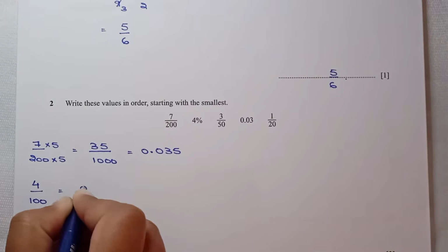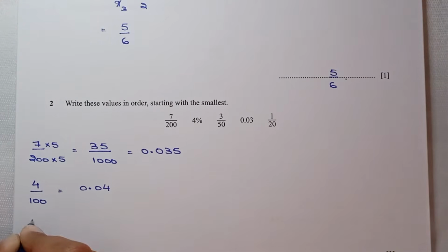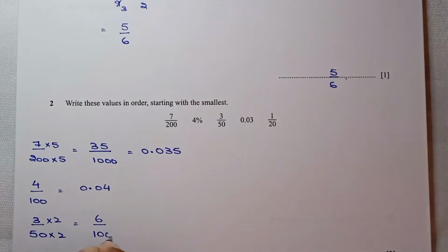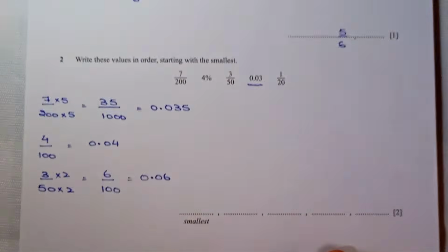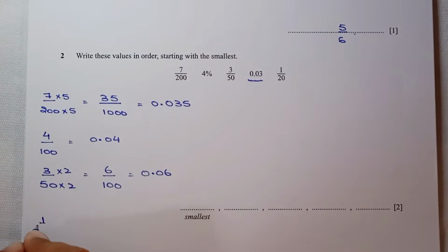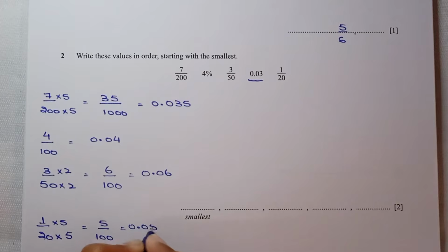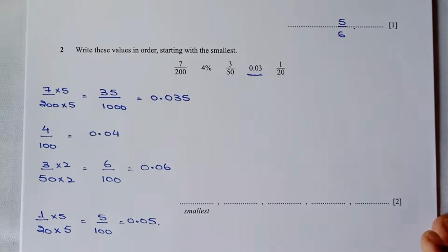And 4% is 4 out of 100. This would be equal to 0.04. And 3 by 50, multiplying by 2 and 2, would be 6 out of 100. This would be 0.06. Right, and then this number is already in terms of decimals. And then 1 out of 20, times 5 and 5, would be 5 out of 100. This would be 0.05.